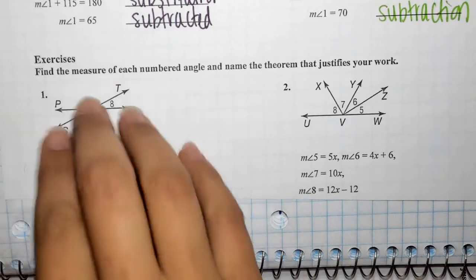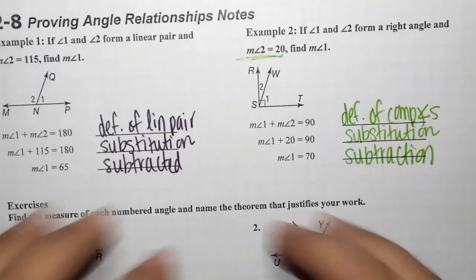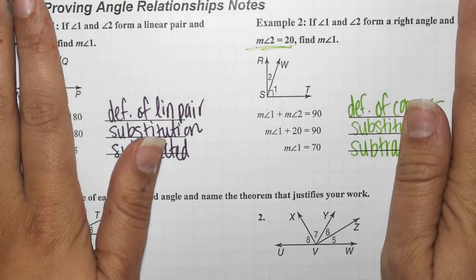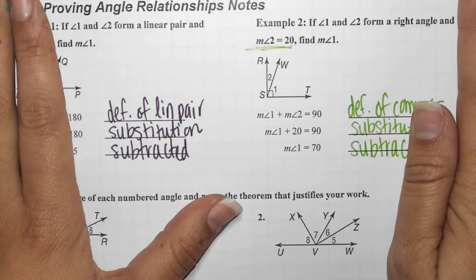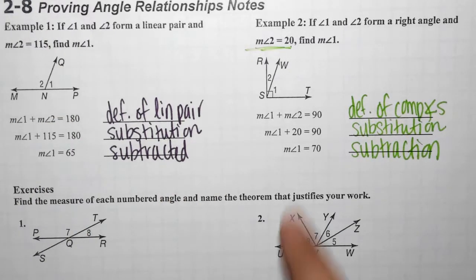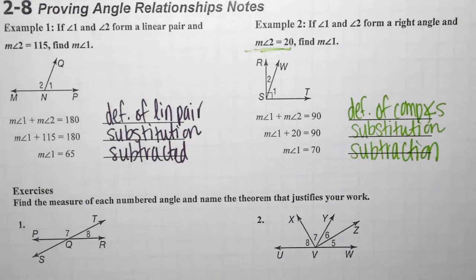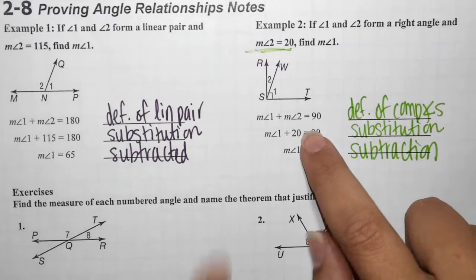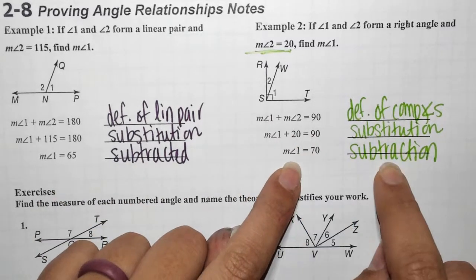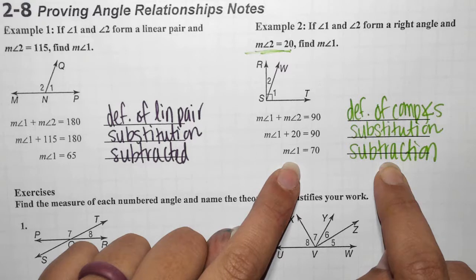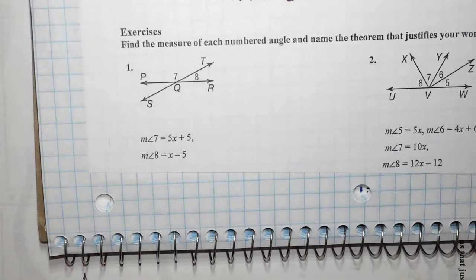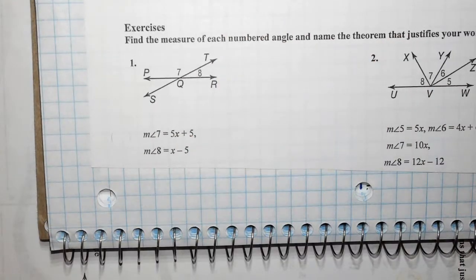Okay, let's look at this one now. Does everybody understand how we did these proofs? What part don't you understand? You know that when two angles add together to get 90, that's complementary angles? And you know that when you plug in something, that's called substitution? And then we subtracted 20 from both sides? All right, let's look at this one.